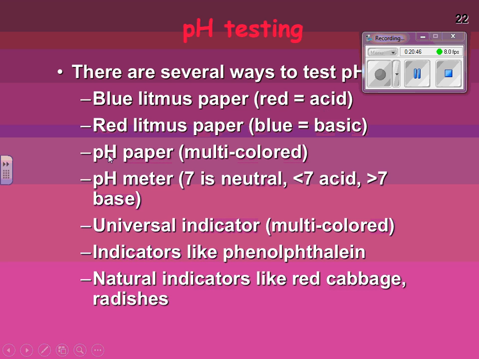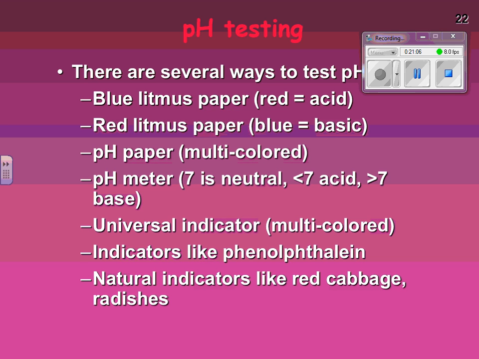Okay, then we have some pH paper. We'll talk about that in just a little bit. It's multicolored, so it measures how basic or how acidic something is based on the pH scale. pH meters can be digital. It can also be kind of like an odometer type deal, where we just have a needle that goes back and forth telling you how acidic something is based on charge.